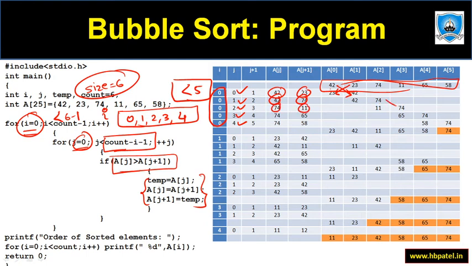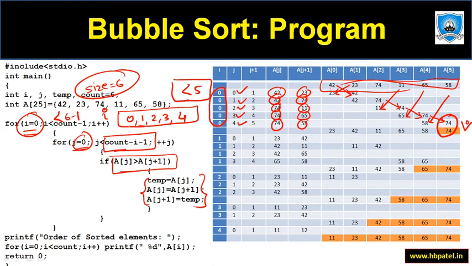74 with 11, so look at this, swapping is required over here, so we have swapped. Then we compare 74 with 65, all right, so that is also swapping is required. And lastly we compare 74 with 58. So in that case also swapping is required. So now 74 is at its right place.